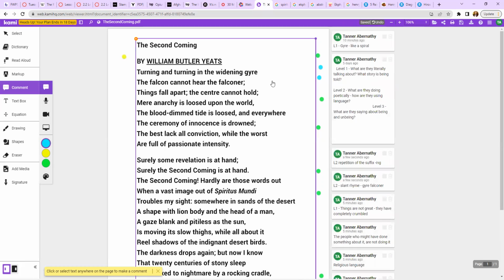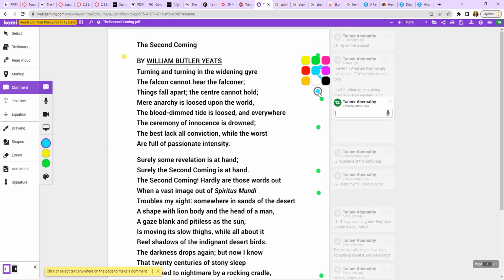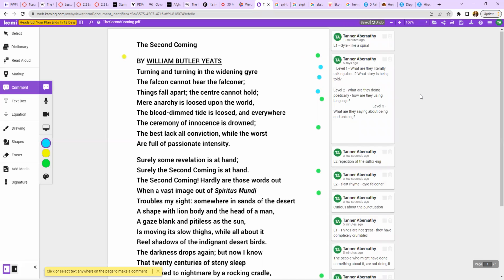So I'm not going to mark some of the stuff, it's just so obvious. Things fall apart, semicolon, the center cannot hold, semicolon, mere anarchy. So punctuation, that's not even a poetic thing. Well, it is, but I'm just curious about the punctuation. So when you are annotating your own poems, as you will in our next module next week, this is all the same stuff you can do, right? So we're looking for things like rhyming and punctuation, but some of the stuff might not be so obvious, right?